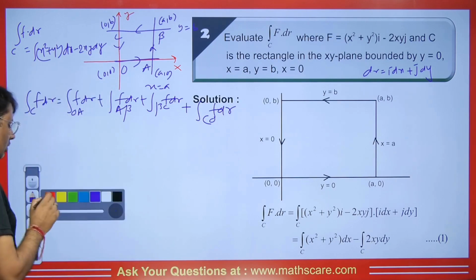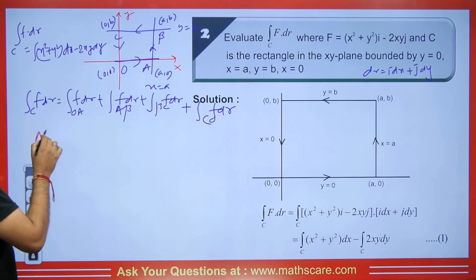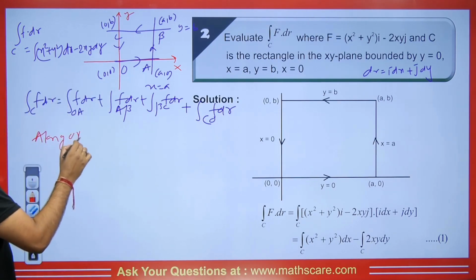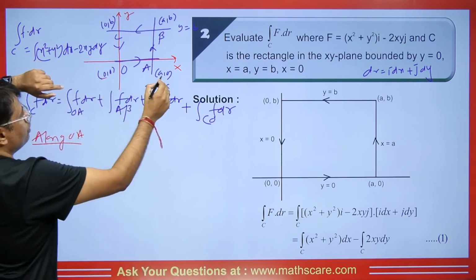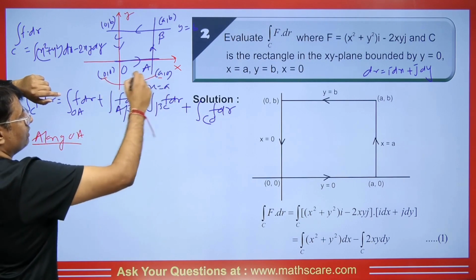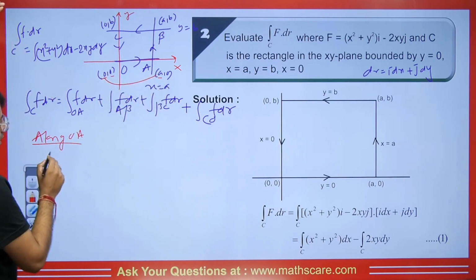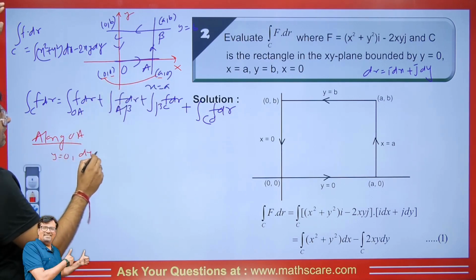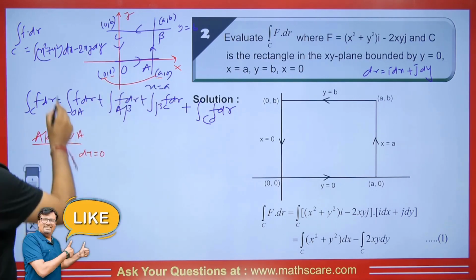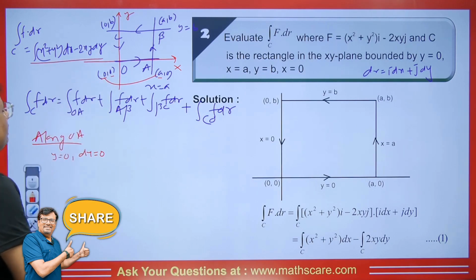We'll calculate all its values and put them here and we'll get our answer. First, we will discuss along OA. Okay. We are talking about along OA. Let's discuss along OA from here to here. What's happening here? There is a change in X, from 0. And Y is constant. Y is equal to 0. It's 0 here and it's also 0 here. So students, what will be the dy? It will be 0, right?